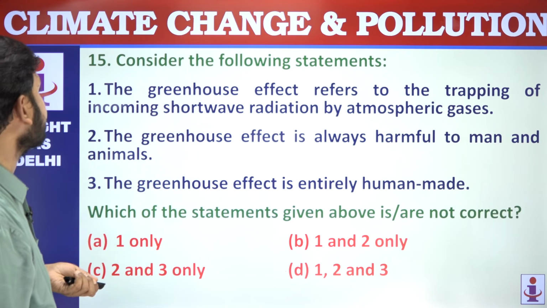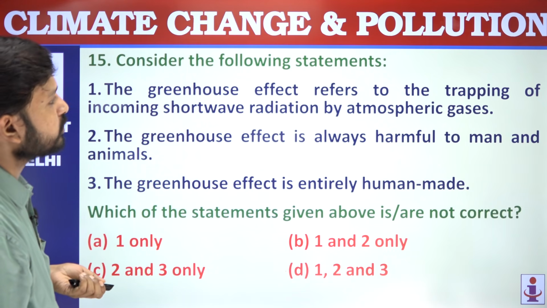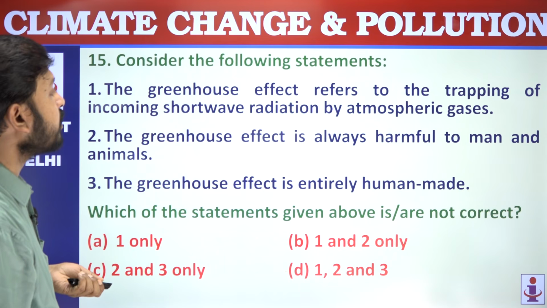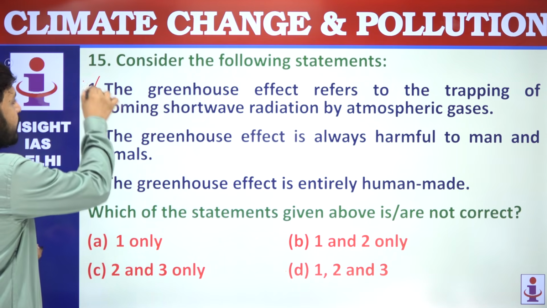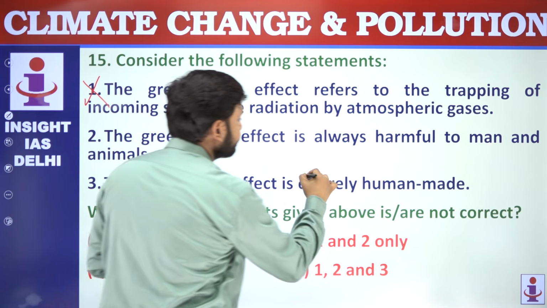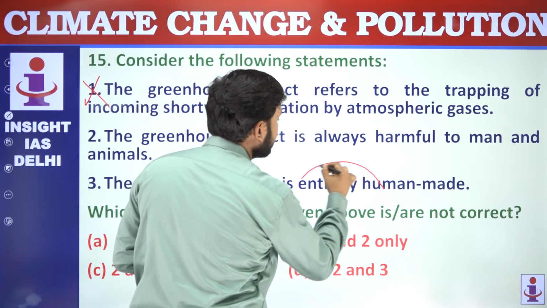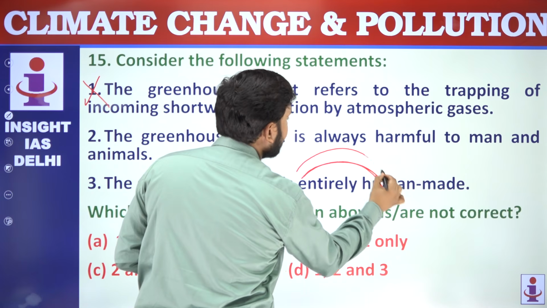Consider the following statements. The greenhouse effect refers to trapping incoming shortwave radiations by atmospheric gases. Okay, this is the wrong statement because we know, see, assume this is the earth surface and this is the atmosphere.